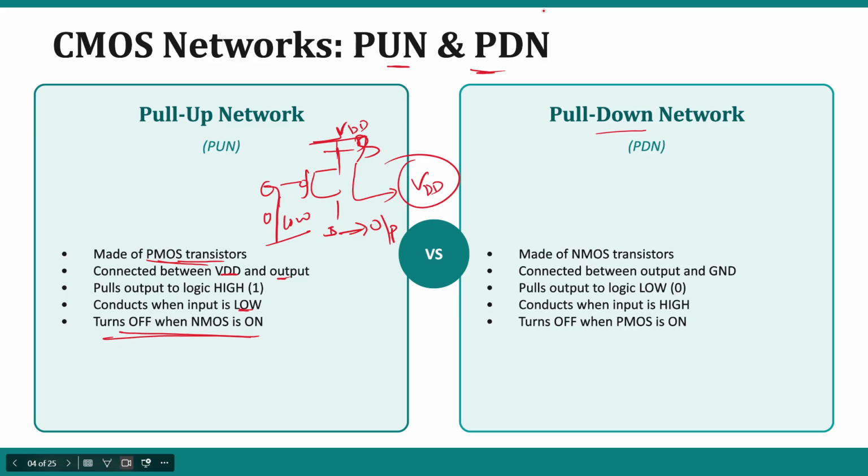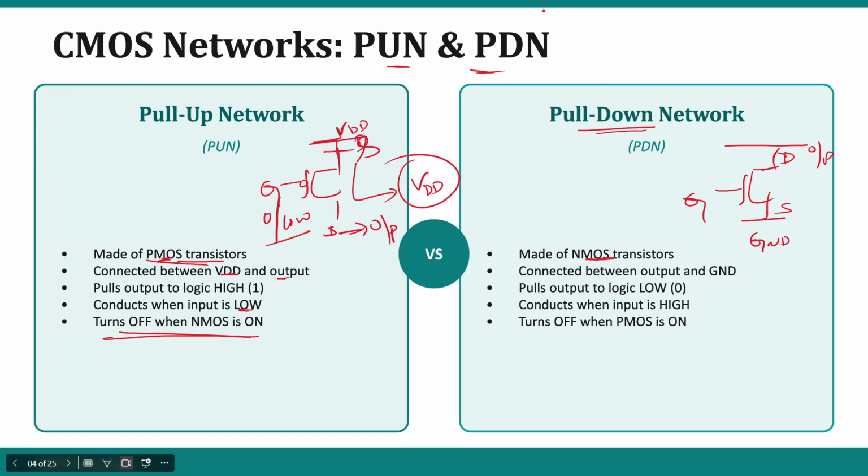Okay. So coming to the pull down network, we know the pull down network is designed with NMOS. The basic difference is that in the PMOS we observed a bubble at the gate terminal, while in the NMOS we didn't observe any bubble. Whereas the pull up is made up of PMOS, the complementary pull down is made up of NMOS transistors, connected between the output and ground. From the drain, you are going to collect the output, and the source is connected to ground.